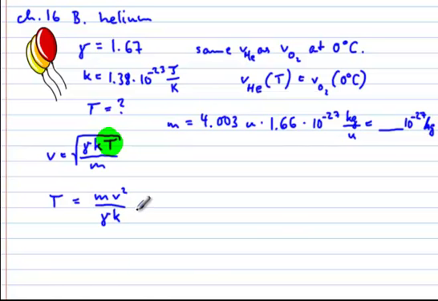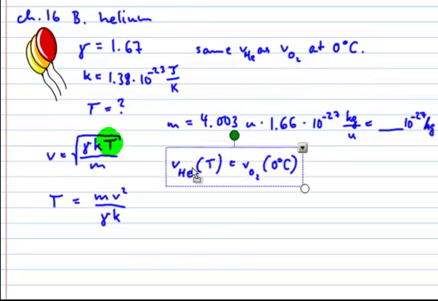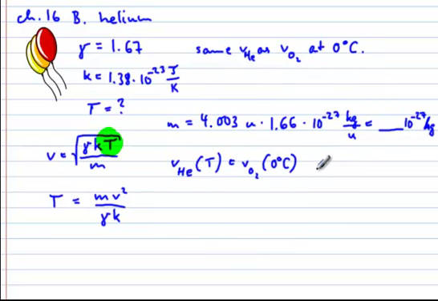And then the only other thing here is the velocity. Well, that's the velocity of O2 at 0 degrees Celsius. So this one here, I'll look up in a table. And that is in the chapter where it says that the speed of sound in oxygen at 0 degrees Celsius is 316 meters per second. And then it's just a matter of plugging in these numbers and you come up with some kind of temperature for helium.